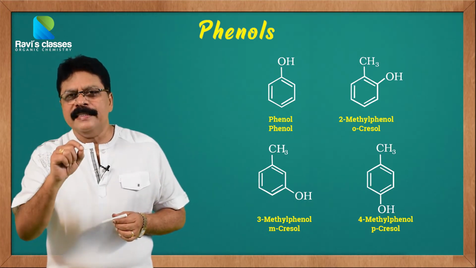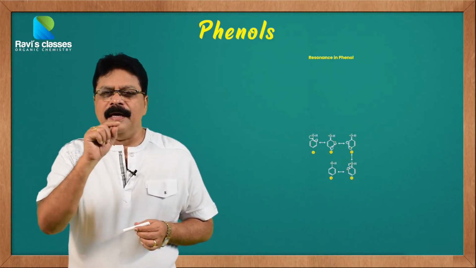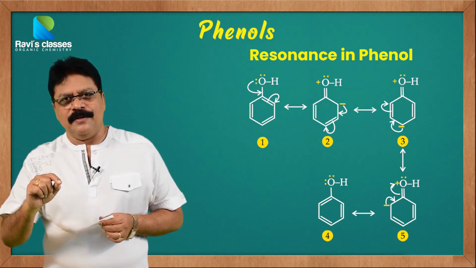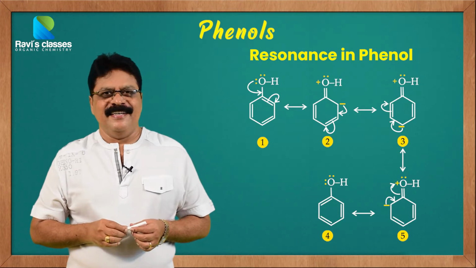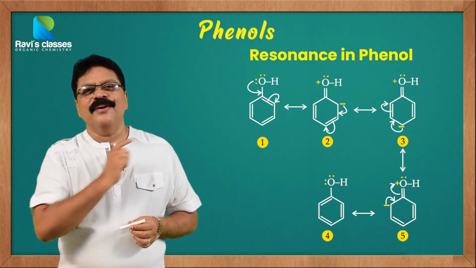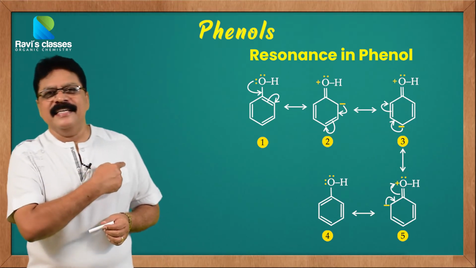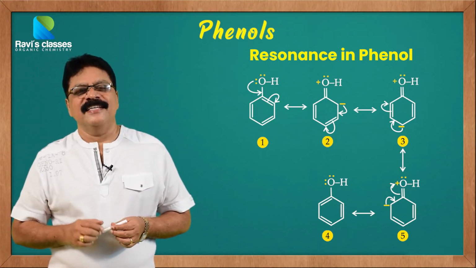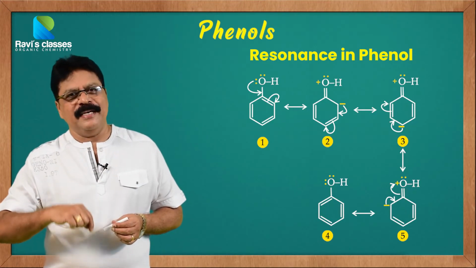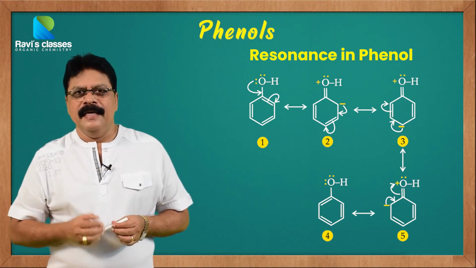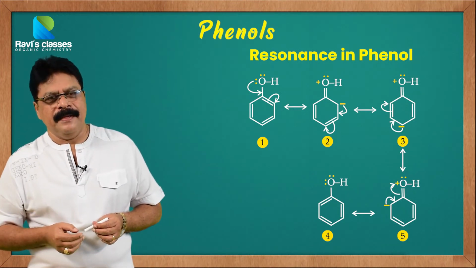Now, when you examine the molecule of phenol, you can find that the oxygen has two non-bonded pairs of electrons. These two non-bonded pairs of electrons enter the ring by resonance, resulting in the following resonating structures. When we examine the resonating structures, we can find that the negative charge resides on carbon atom 2, carbon atom 4, carbon atom 6. The electron density of the benzene ring has increased.